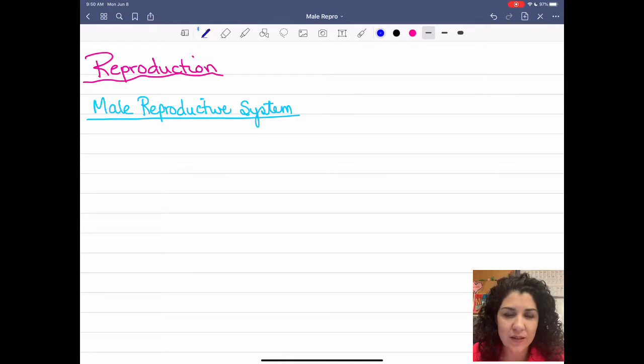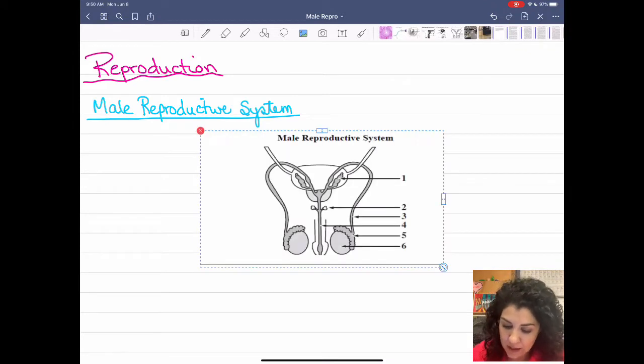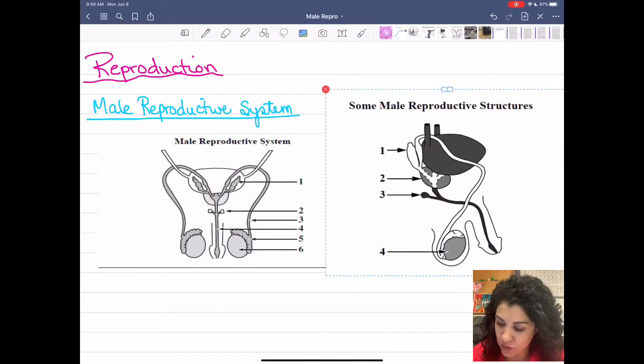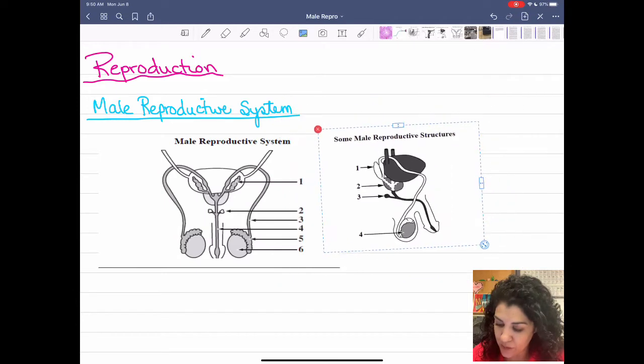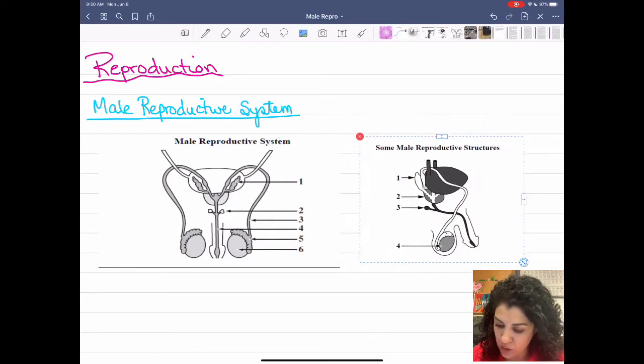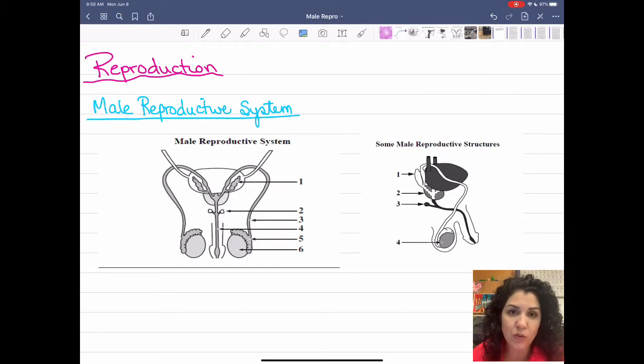We're going to be starting the reproductive system, and we're going to start with the male reproductive system first. So we're going to start with some pictures. These are pictures from the diploma. You would have been able to label the male reproductive system, the front view, but also you needed to know how to label the side view. So here I'm going to put both pictures, and as we go along and look at the structures of the male reproductive system, we're going to label these.